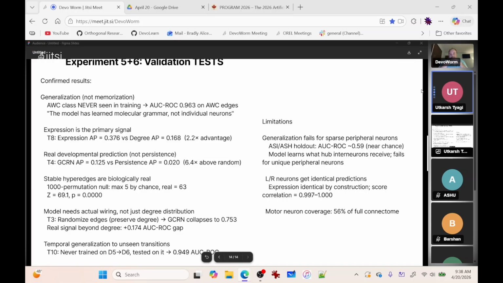And also the bilateral neurons get near-identical predictions, with a correlation of 0.997 between left and right, because they have identical expression vectors by construction. So right now the model cannot distinguish AWCL-specific from AWCR-specific connections. So basically right now the motor neurons are missing, the left and right asymmetry is unresolved, and the gap junctions are also not included.